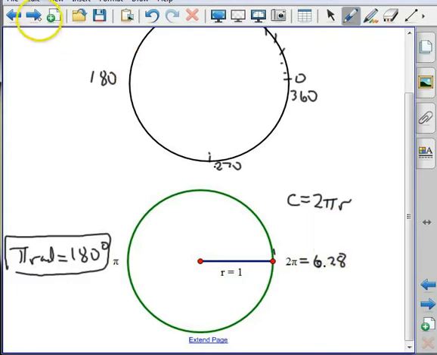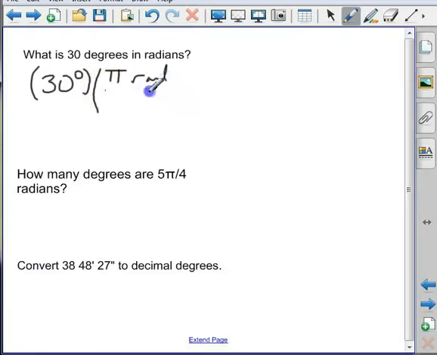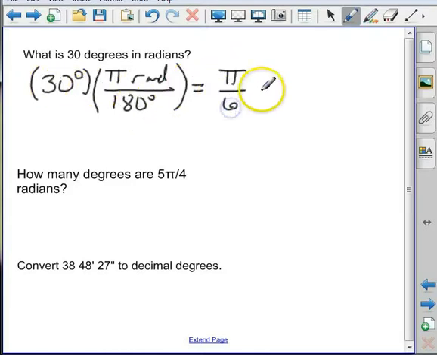Okay, so let's do some converting. What is 30 degrees in radians? I'm starting out with 30 degrees, and I want to end up with radians. This is just like unit cancellation in chemistry. So I multiply by pi radians over 180 degrees. 30 goes into 180 6 times, so 30 degrees is equal to pi over 6 radians.